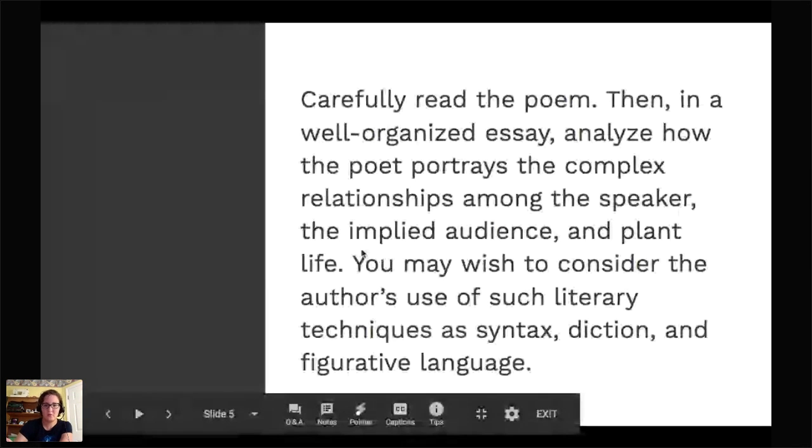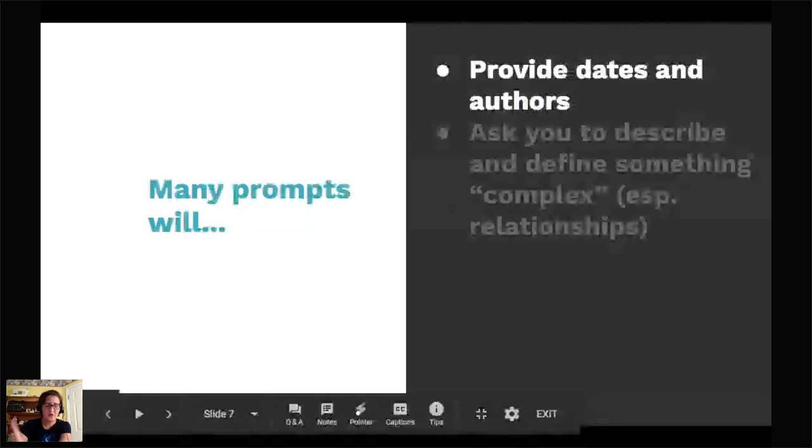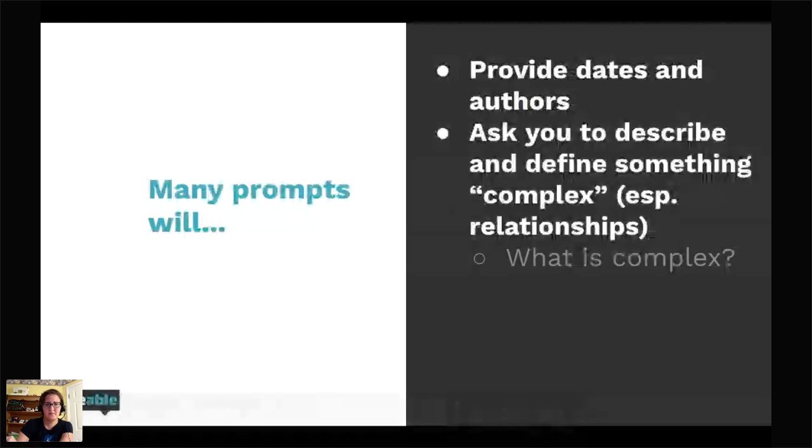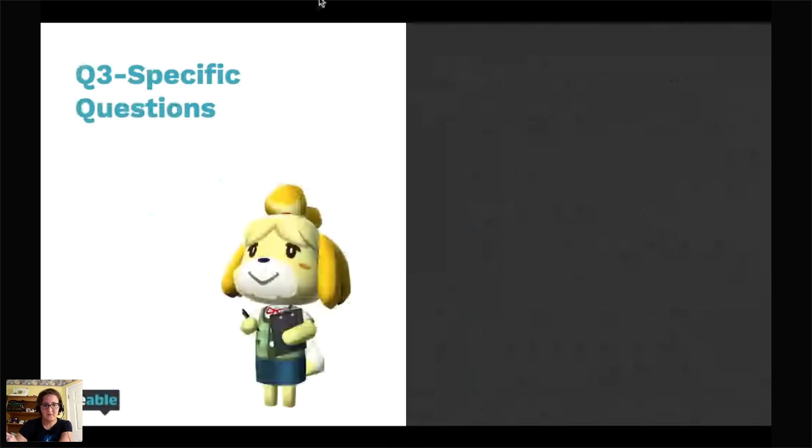Okay, so moving on from these guys. Those are the different things your prompts might do. Now, Q3. Q3 is our fun one. That's the one where you're not getting a particular excerpt from something. You're not getting a poem. You get to pick what book or play or epic, that's a long Greek or Roman poem, that you want to pick for Q3.